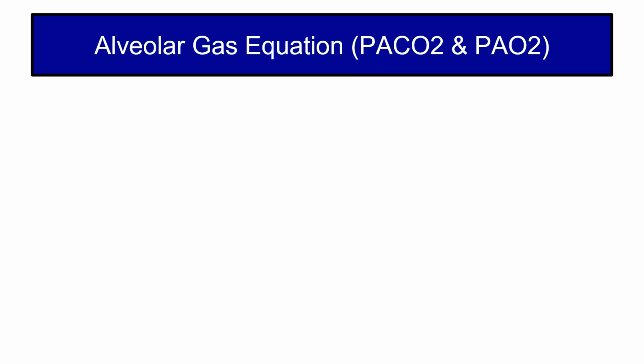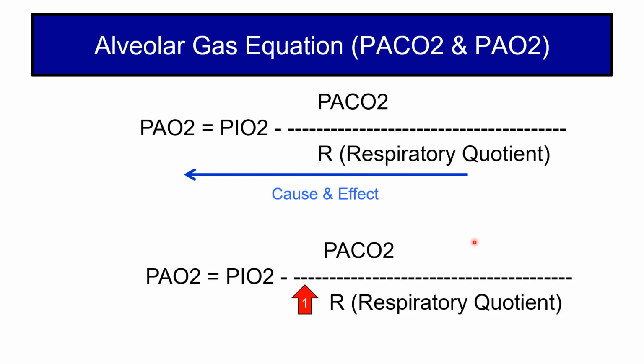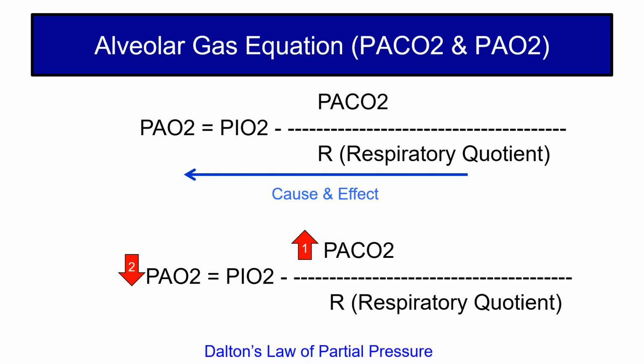Now let us go to the alveolar gas equation. Again, the alveolar O2 tension is equal to the inspired oxygen tension minus the quotient of alveolar carbon dioxide over that of the respiratory quotient. These are the cause variables and this will be the effect variable. So, for example, if there is an increase in alveolar carbon dioxide tension, the alveolar O2 tension will go down. And that's based on Dalton's law.